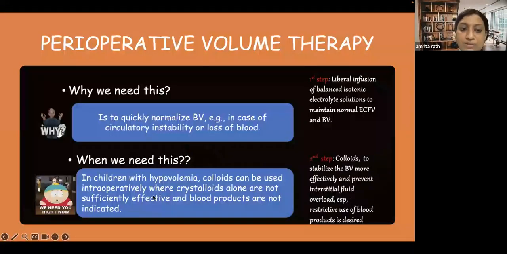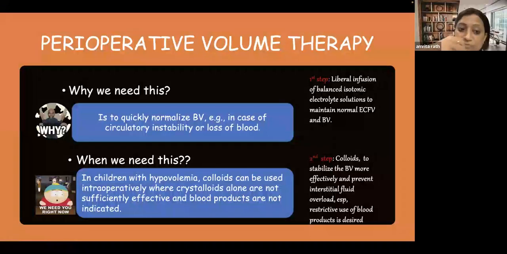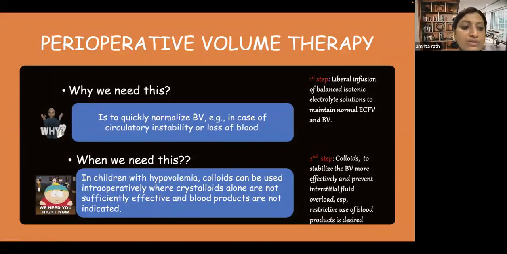Second is the volume therapy. So volume therapy, what do you say? Do you want to give colloids? The answer is no. As a volume therapy, don't confuse it with the resuscitation that I told in meningococcal meningitis. That is a fluid therapy.